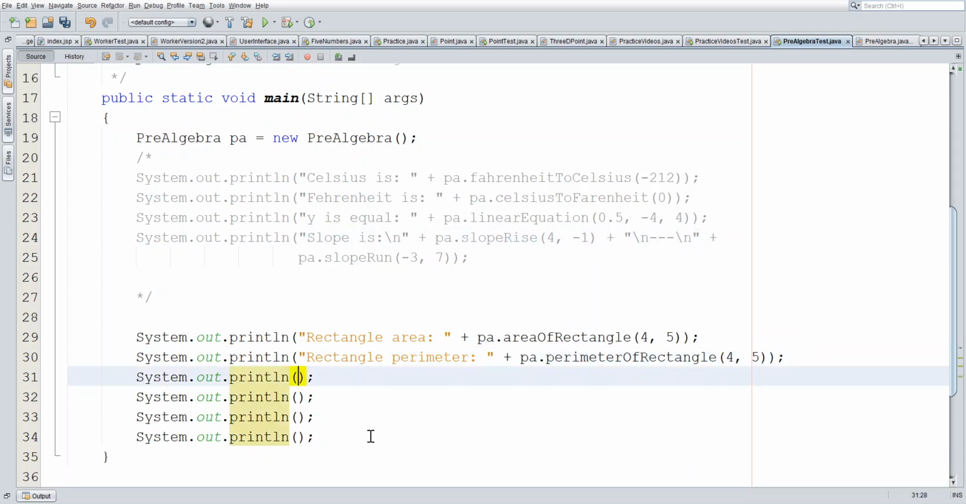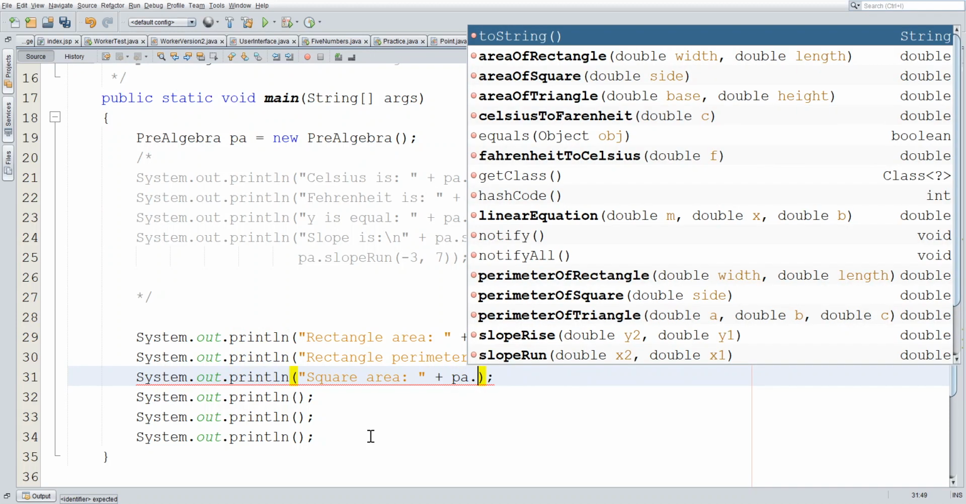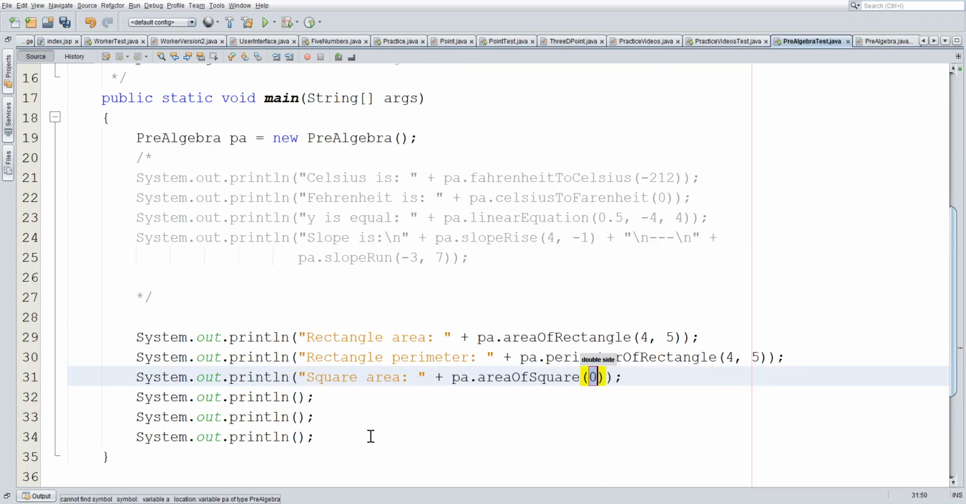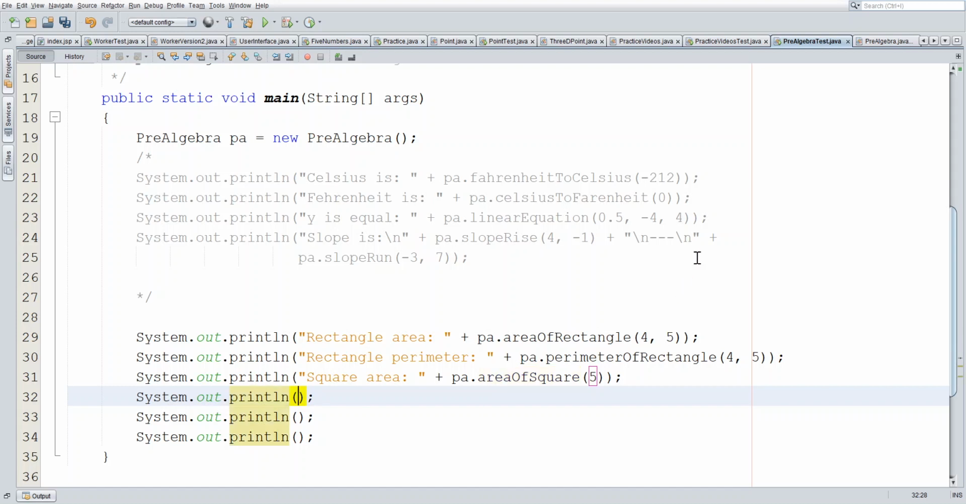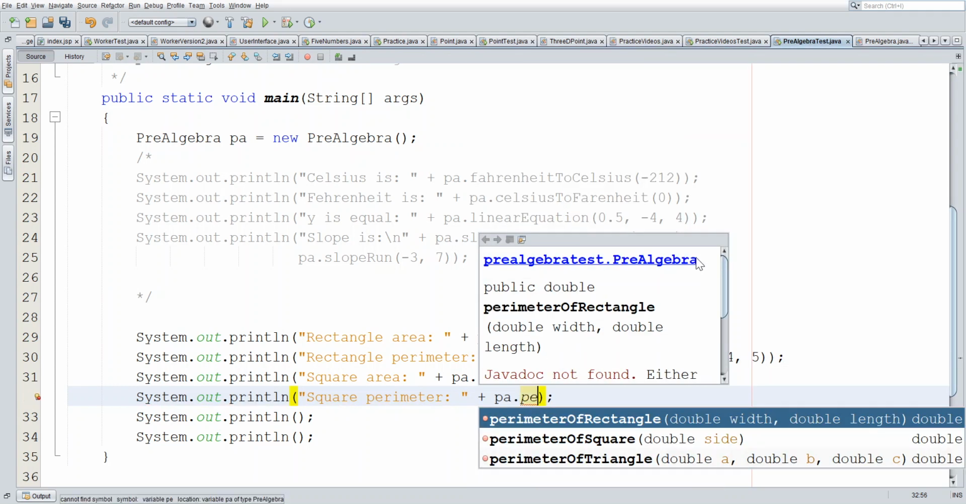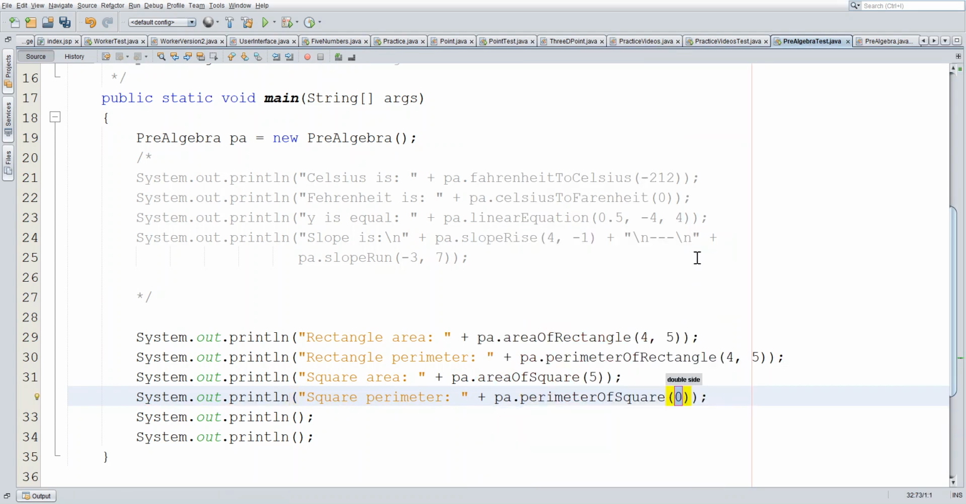Okay. So now we did a square, right? So square area. Now we're going to go ahead and concatenate, call our object, and then we're going to call area of a square. Let's set it of side 5, I guess. I'm just really picking these values out of my head. So square perimeter, and then let's go ahead and concatenate the value. Perimeter of square. Let's set it also of side 5.